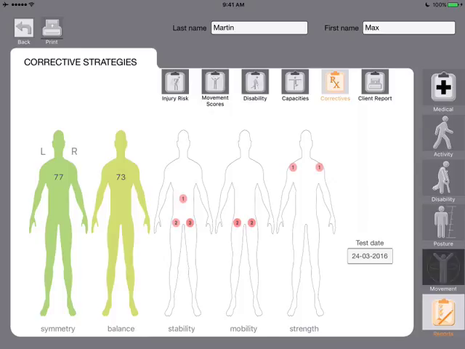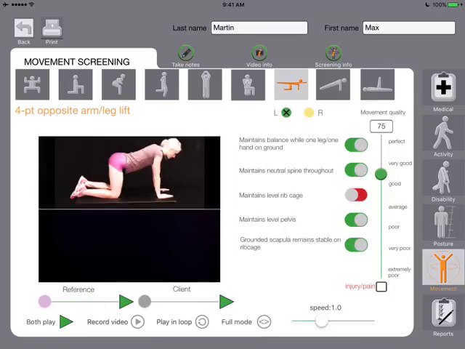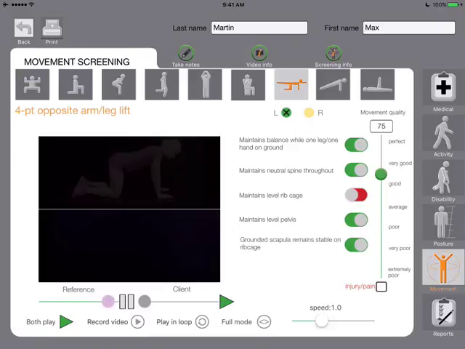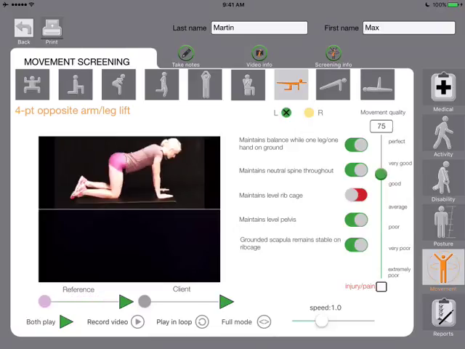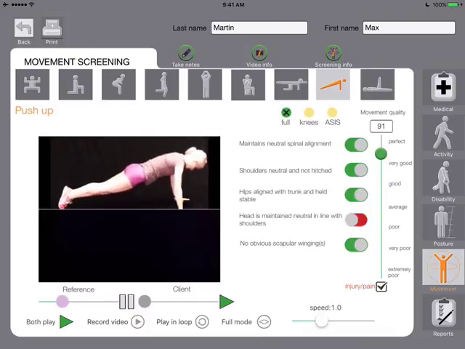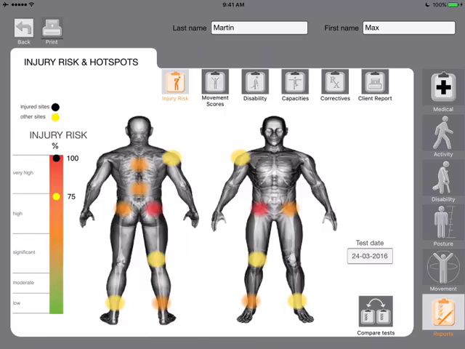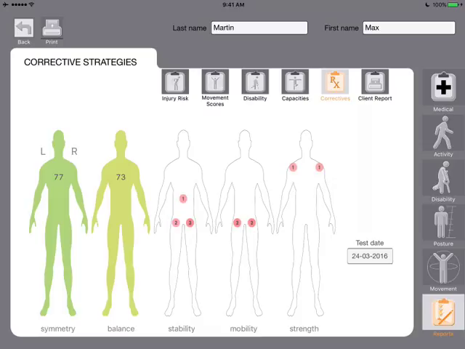So, like we were talking about, if someone scores quite badly here, they're going to suffer in their overall mobility score, but also mobility of the shoulders. If they score poorly here, the stability score is going to be reduced, but primarily the shoulder stability. If they score poorly for the push-up, then the overall strength score is going to decrease, but primarily the shoulder strength score, which is what we see here.